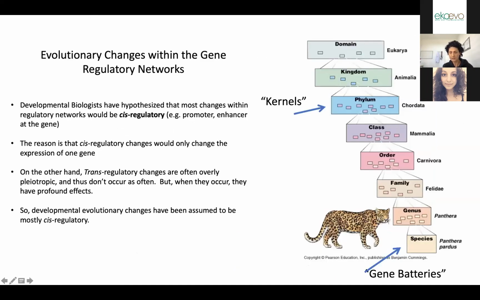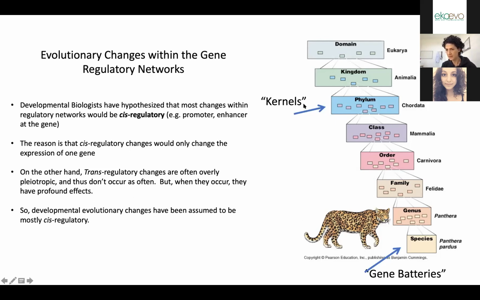And this is the last slide. Evolutionary changes within the gene regulatory networks. Developmental biologists hypothesize that most changes within the regulatory network will be cis-regulatory, such as in the promoter or enhancer of the gene. The reason is that cis-regulatory changes would only change the expression of one gene. On the other hand, trans-regulatory changes are often overly pleiotropic and thus don't occur often, but when they occur, they have a profound effect, so they can change the body plan.